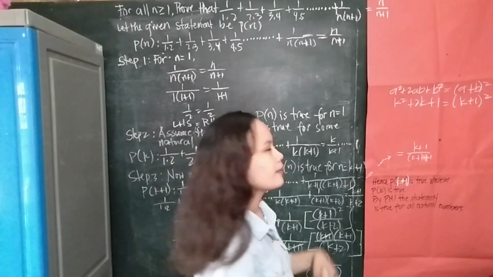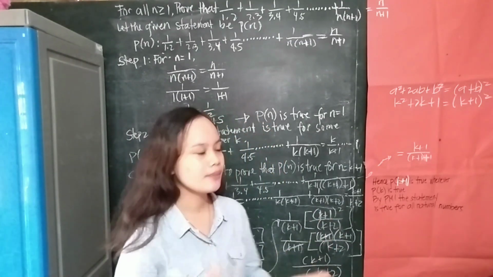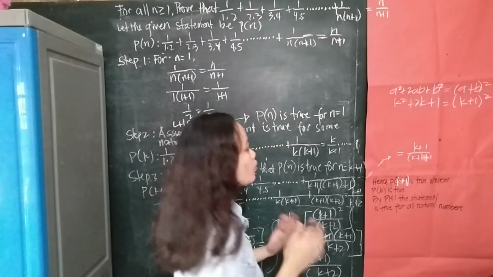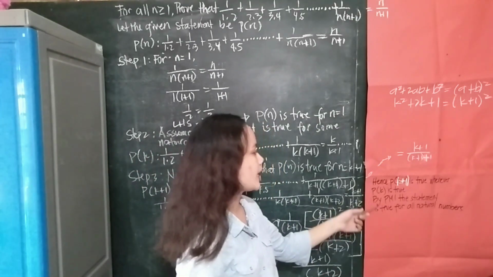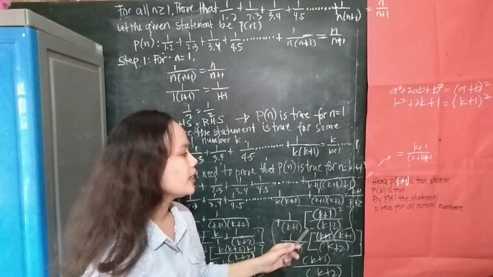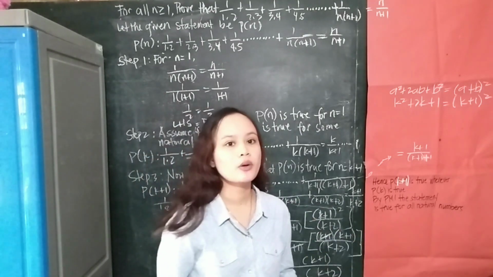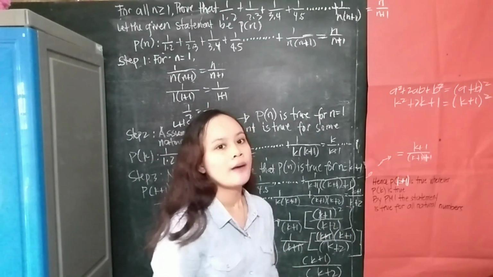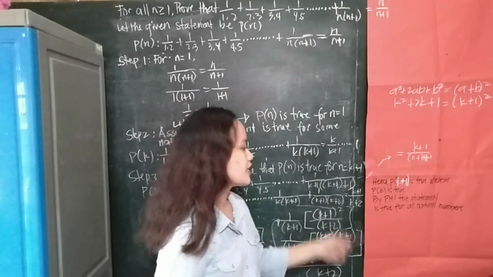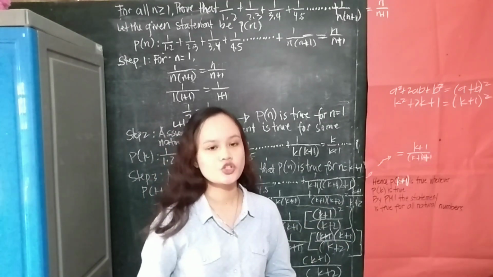Hence, P of k plus 1 is true whenever P of k is true. By PMI, or the principle of mathematical induction, the statement is true for all natural numbers.